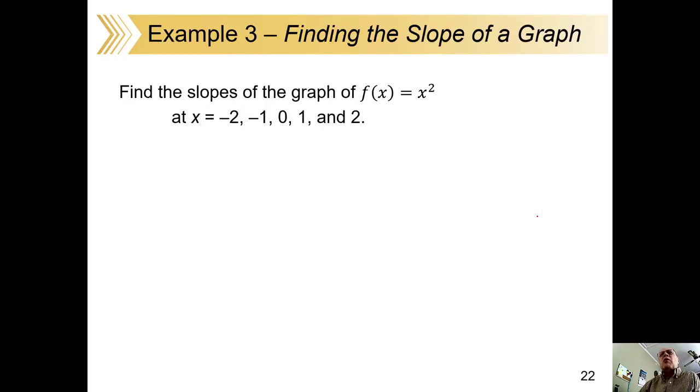So, find the slopes of a graph of f of x equals x squared. Remember, x squared is a parabola. This isn't a line. The slope is different at all different places, depending on what the x is. So, first thing you do is you write the function. So if you've gotten this from a book, for example, or even if it's on the screen, make sure you've got the function written right.